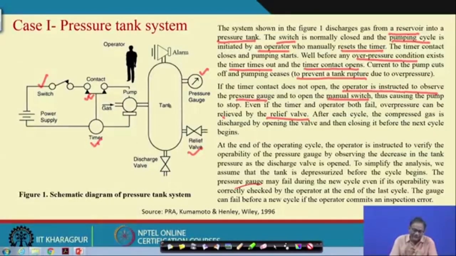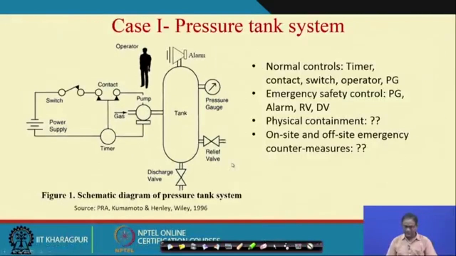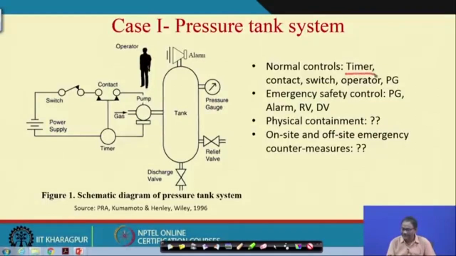Okay. If the purpose is just to feed the gas to this tank, then what is required is a power connection here, the pump will start, and then gas will come here. So timer and the pump switch, these things are the minimum requirement. Okay. So, if this is the case, now we want to understand what the normal controls are here. The normal controls: timer, contact, switch, operator. Obviously, the pump will be there. Pump related controls are also there.